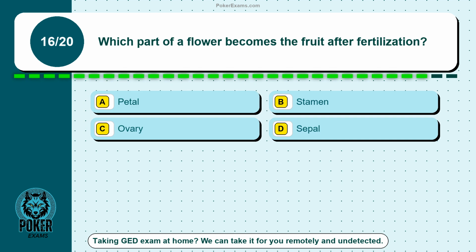Question 16. Which part of a flower becomes the fruit after fertilization? Option A, petal. Option B, stamen. Option C, ovary. Option D, sepal.